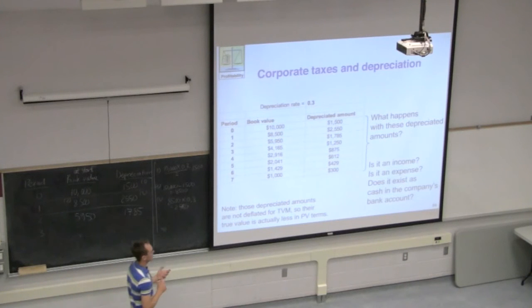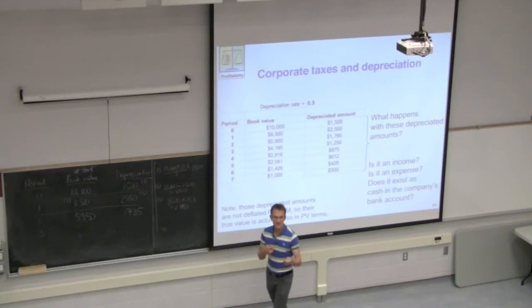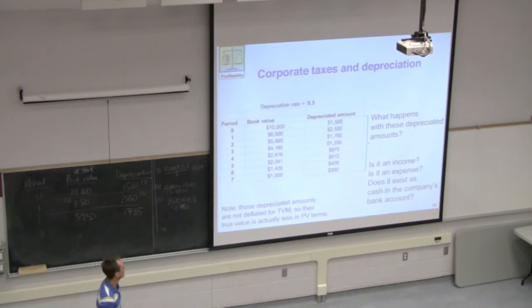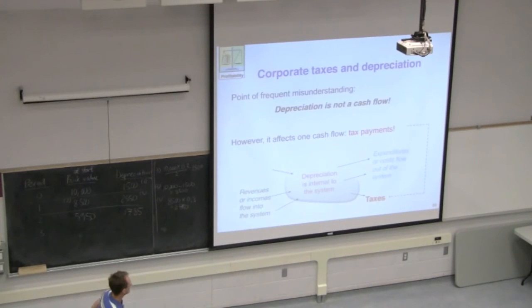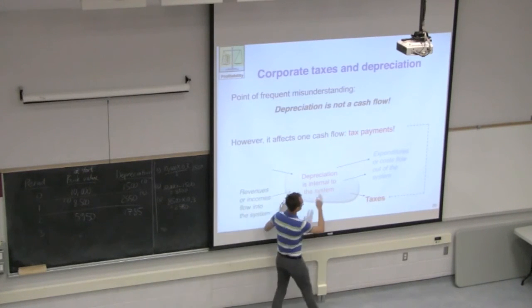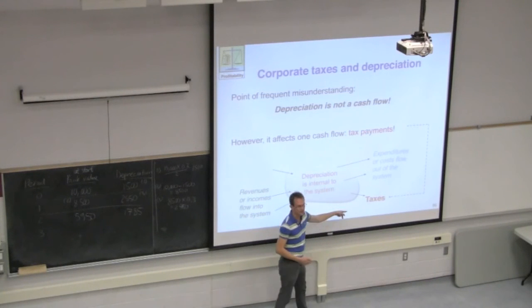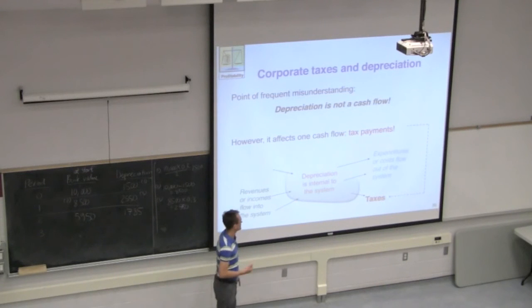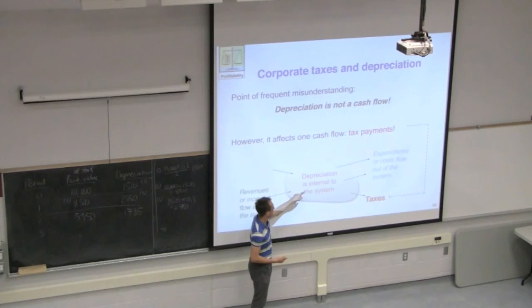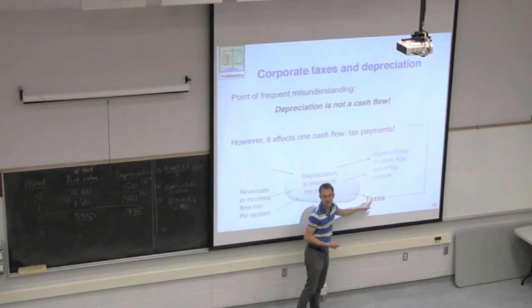The reality is, it's neither an income nor an expense. It doesn't exist physically as cash either. You can't go and sell depreciation and exchange it for something else. All it does is sit internal to the company's system. So if we look at this diagram two slides on, we've got money coming into our system, and money flowing out of our system. One of those flows out of the system is taxes. We've got all sorts of other expenses, but there's another expense that's pretty big, and that's tax. All that depreciation does is it's simply an internal mechanism to account for the book value of our equipment, and it helps reduce that outflow of money.